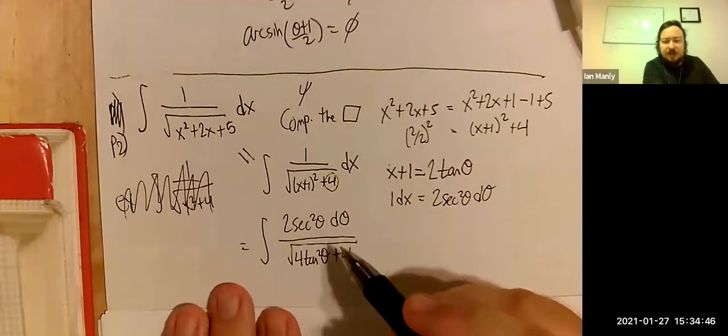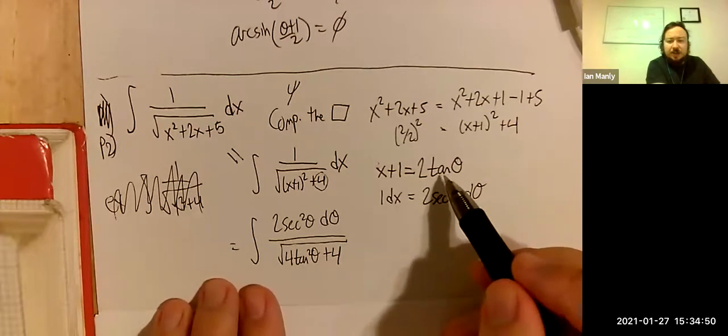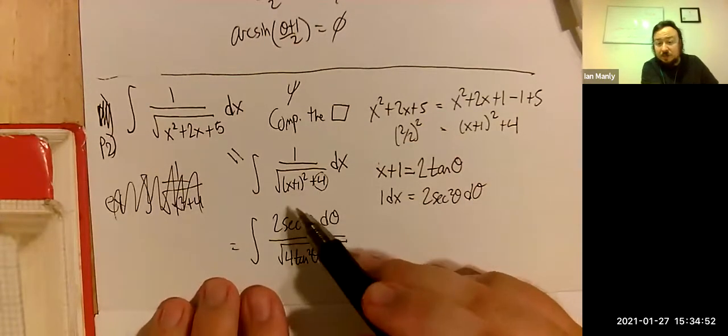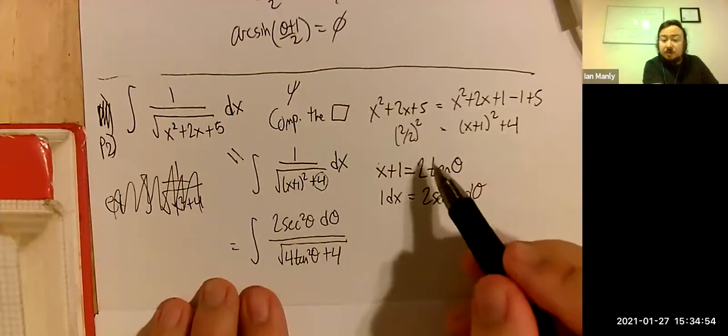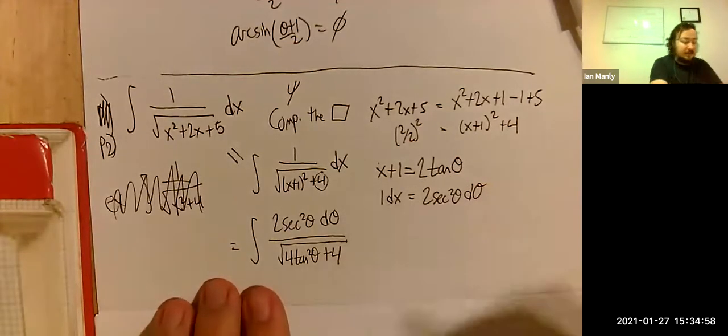Can I explain the denominator again? So x plus 1, remember, x plus 1 is 2 tangent. And if I square that, because I want x plus 1 squared, that means I square this too. And that's going to give me 4 tangent squared down there.